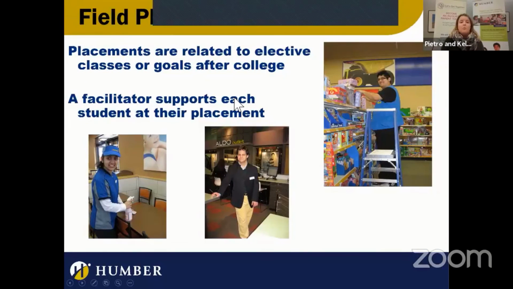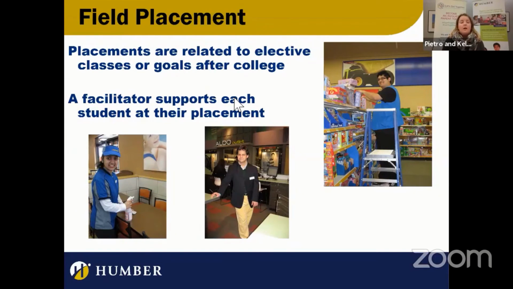We also provide field placements for our students. The first year, they will have field placement on campus. So that could be at Tim Hortons, it could be at the library. And then in their second year, they will have field placement within their community. And that can be at Walmart, like you see here. Again, it could be at Tim Hortons or a community center.